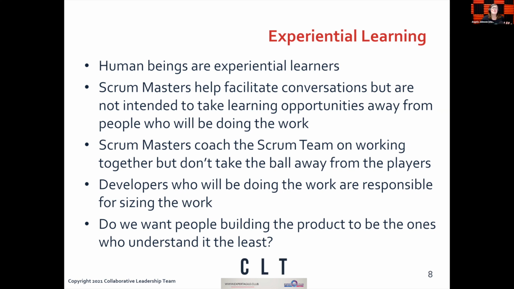I mean, Scrum Masters, aren't you ever going to take a break? Aren't you going to be out on vacation once in a while? Or what if you call in sick? So we don't take people's learning opportunities away from them. That's not having a servant leadership mindset. That's not understanding what the Scrum Master's role is. And when we talk about coaching, it's getting the Scrum team to work together, not taking their ball away.